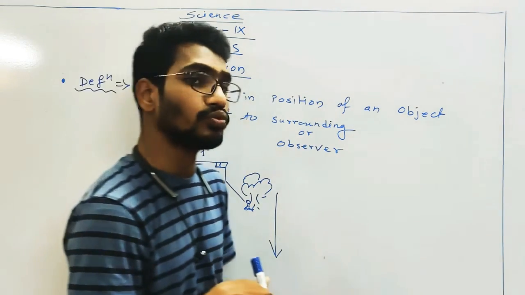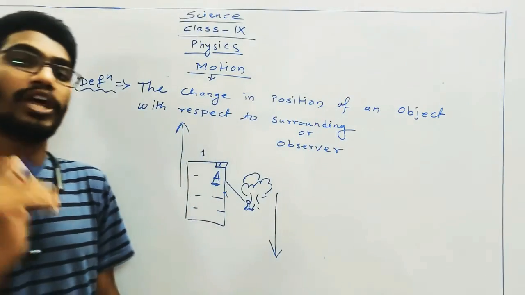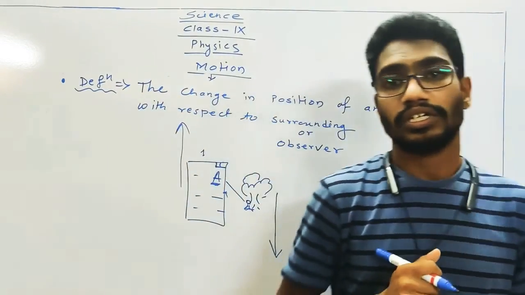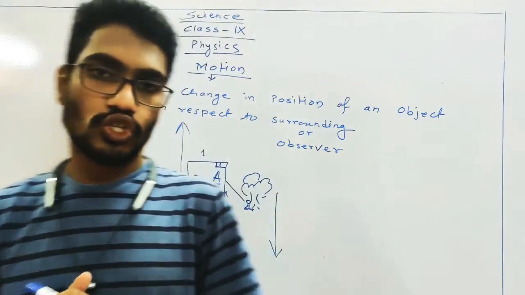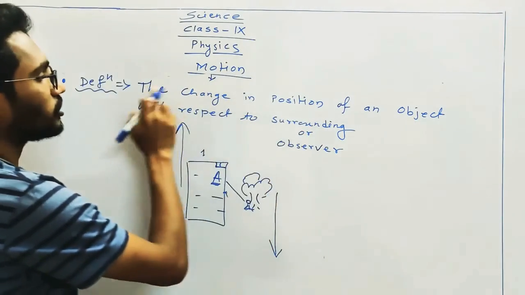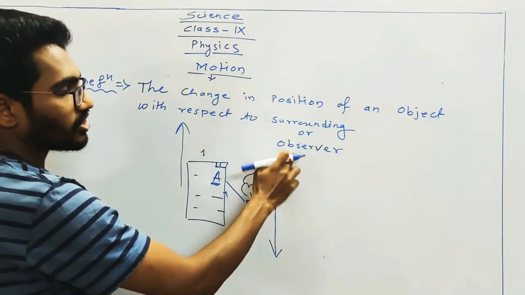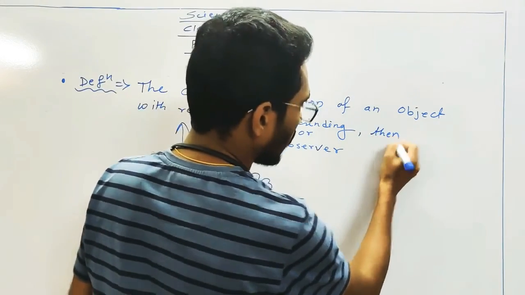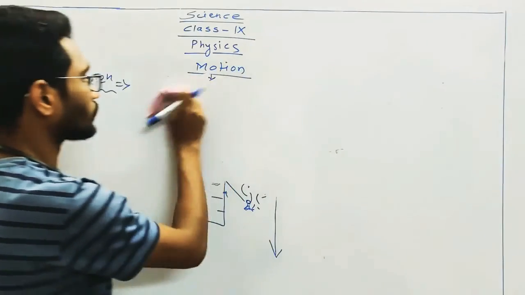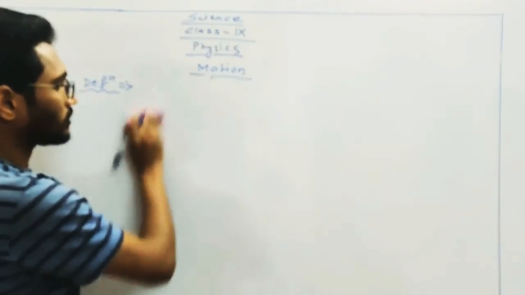If I ask my mobile whether I am in motion, it will say no, it does not change the position. But if I ask this camera, it will say yes, you are in motion because you are continuously changing the position with respect to me. Is it clear to all? Yes. So what is meant by motion? The change in position of an object with respect to surrounding, or we can say observer, then we will reframe this particular definition. Hope you understand what is meant by motion with these examples.